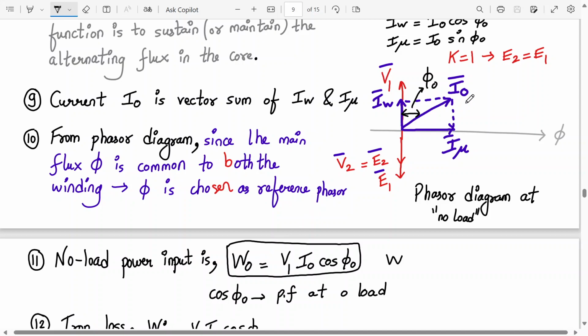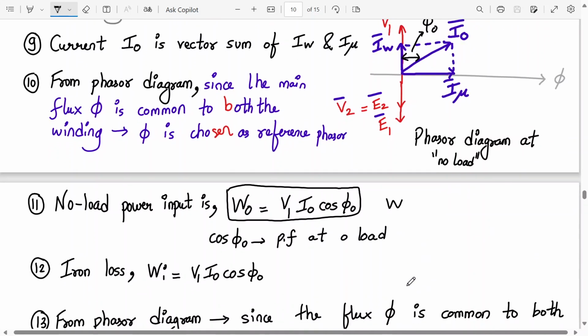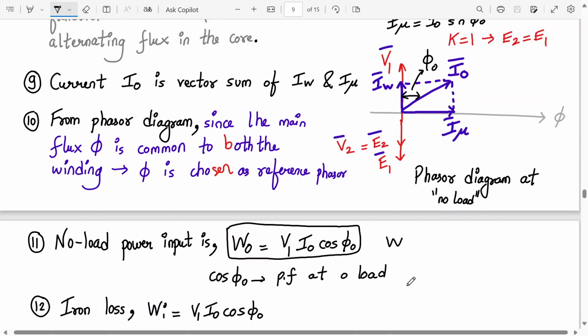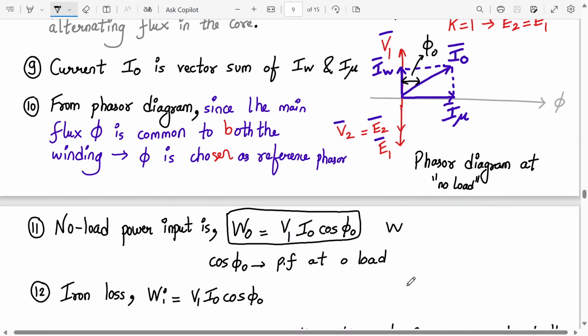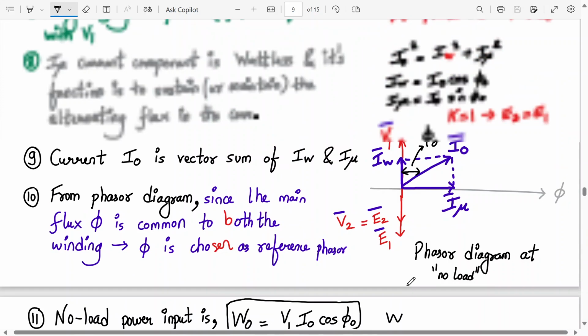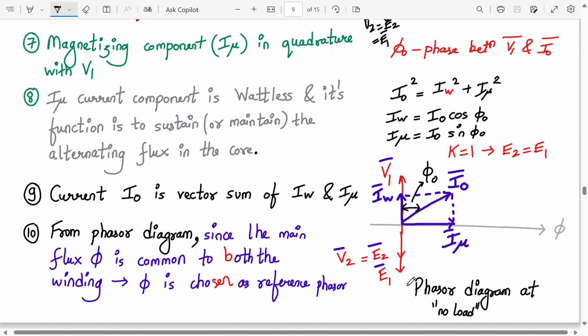So W0 will be V1 I naught cos phi naught, where cos phi naught is the power factor of the load. Now the iron loss Wi will be given by V1 I naught cos phi naught. Again, here as you can see, the W naught and the iron loss are one and the same thing. Now from the phasor diagram, also since the flux is common to both the windings, flux phi is chosen as a reference phasor.